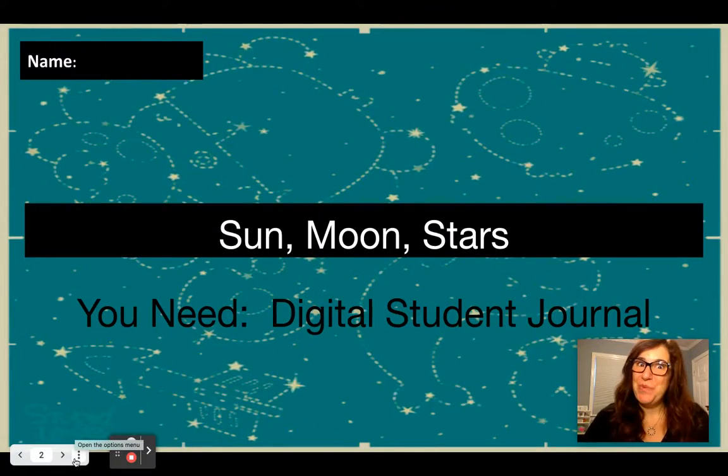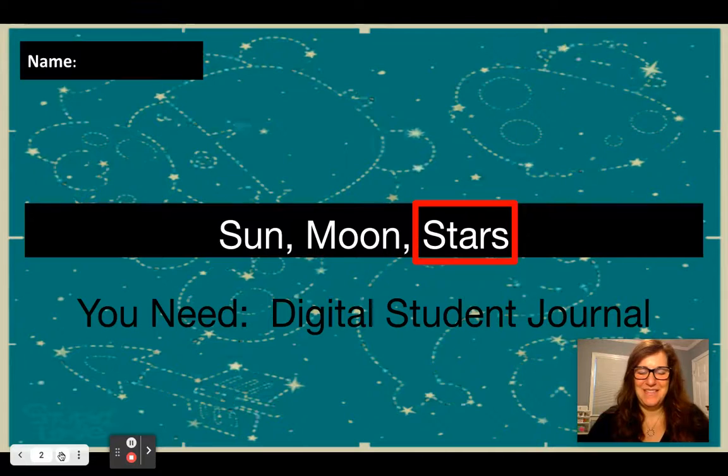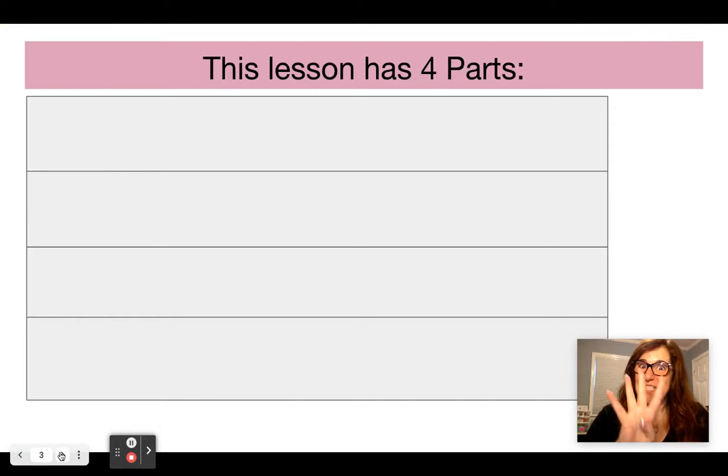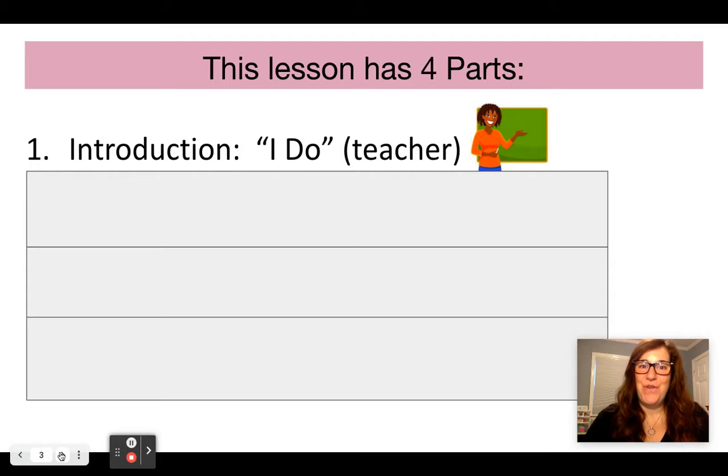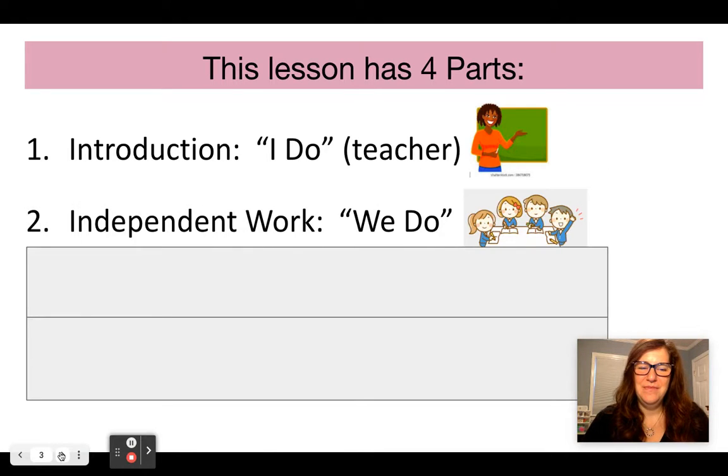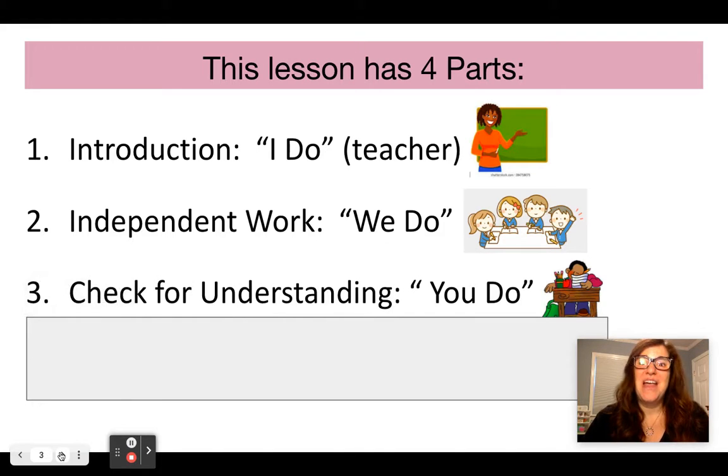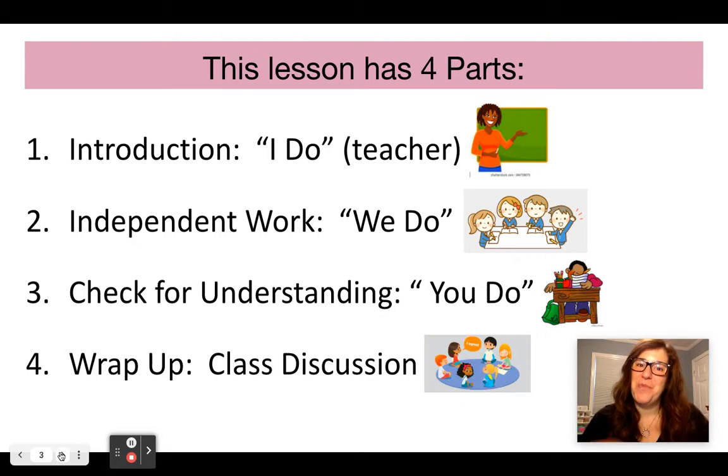For this lesson, we will be focusing on the stars. This lesson has 4 parts. First, the introduction, which is the I do, where I will model for you and we'll work together. Then we have the independent work section, which will become the we do, where you will have a choice of how to work. Then there's the check for understanding. That's the you do, where you will have a choice in a way to answer a question to show what you know. And then there's the wrap up where we'll come back together and discuss all that we've learned.